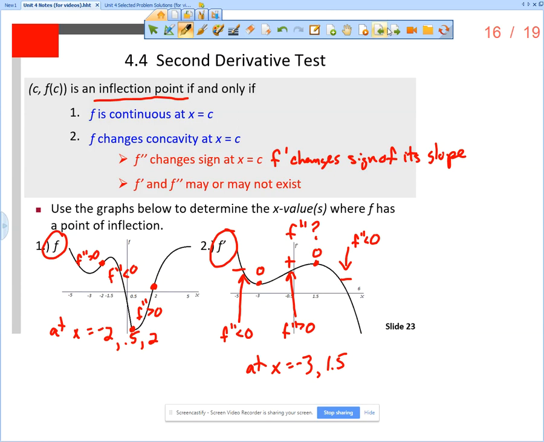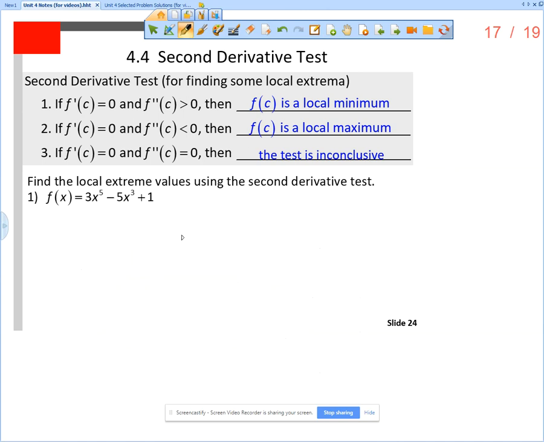So let's move on to slide 24. That is talking about what we call the second derivative test for finding some, not all, local extrema. The second derivative test says if f prime of c equals 0, and all three parts say that, and f double prime of c is greater than 0, then f of c is a local minimum. If f prime of c equals 0 and f double prime of c is less than 0, then f of c is a local maximum.